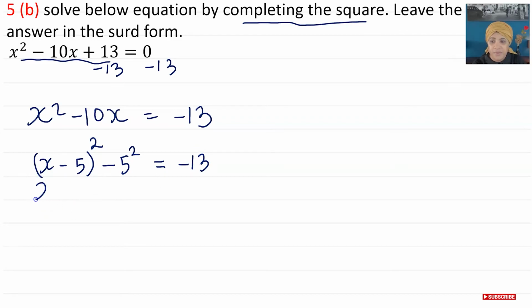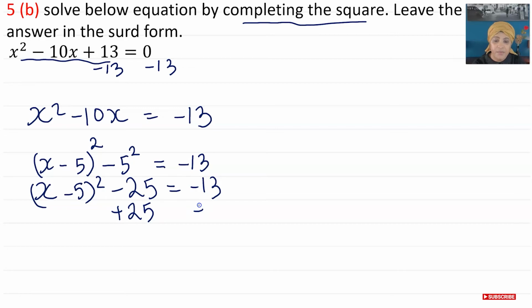So now if I rewrite that, I have x minus 5 squared minus 25 equals negative 13. Now I'm going to remove the 25, so I'm going to add 25 on both sides. So what do I have now? I have x minus 5 squared equals 25 take away 13, or negative 13 add 25, so that's going to give you 12.